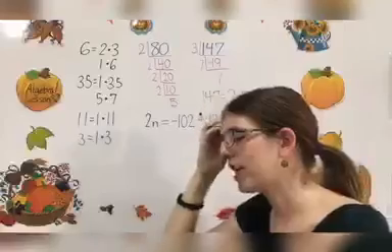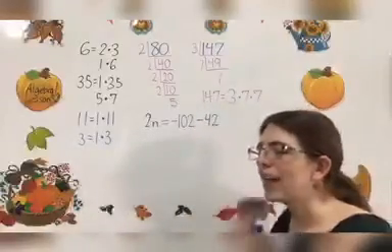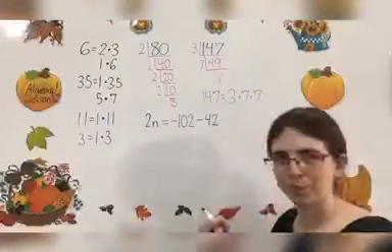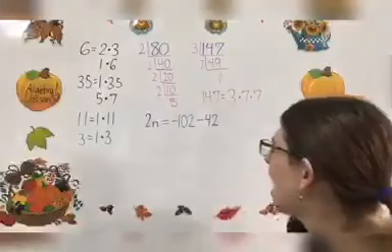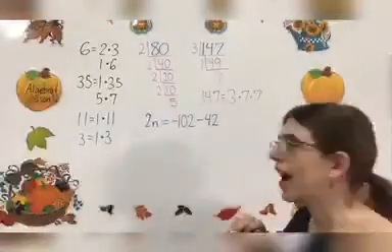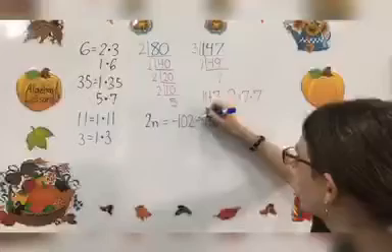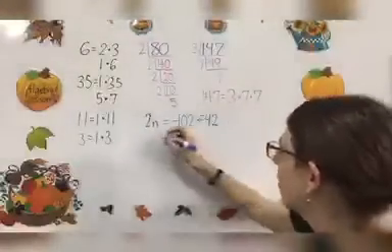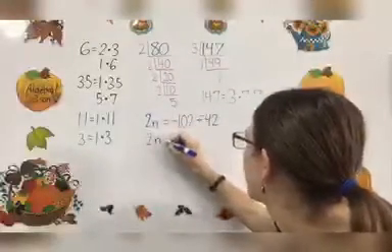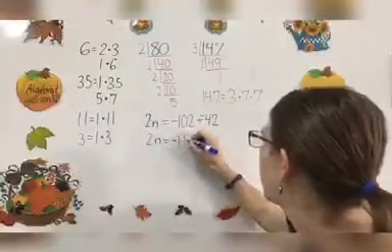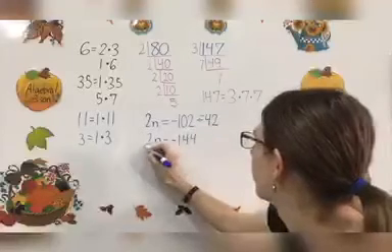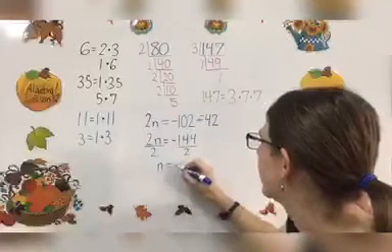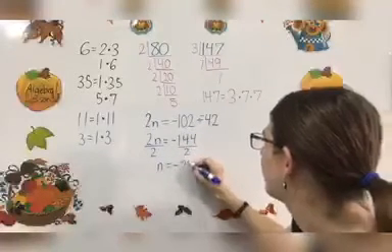And then 42, because it's 42 less than negative 102. Okay? So now I can solve by first simplifying on this side. Negative 102 minus 42, that's the same as adding a negative. So I have 2n equals negative 144. Divide both sides by 2, and n equals negative 72.